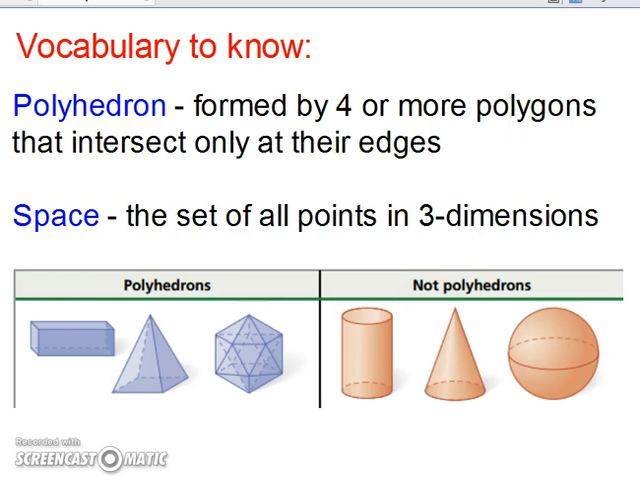Let's start with some vocabulary. A polyhedron is formed by 4 or more polygons that intersect only at their edges. Space is the set of all points in 3 dimensions. Notice these figures on the left are polyhedrons. The ones on the right are not polyhedrons.